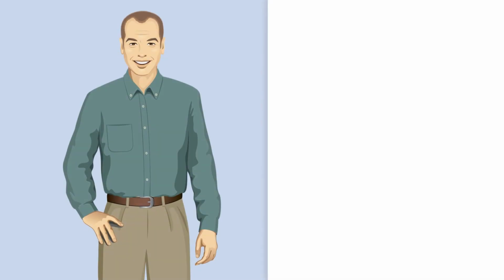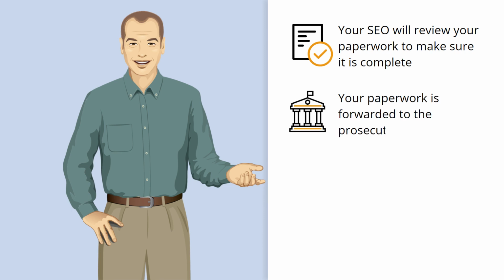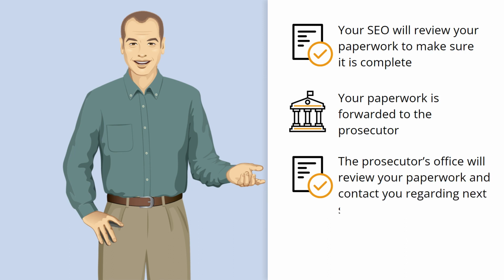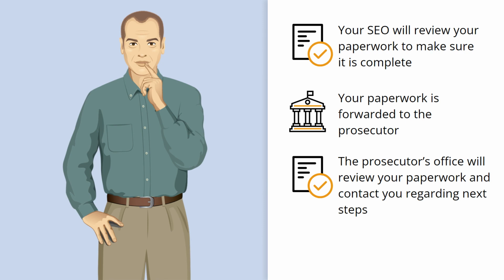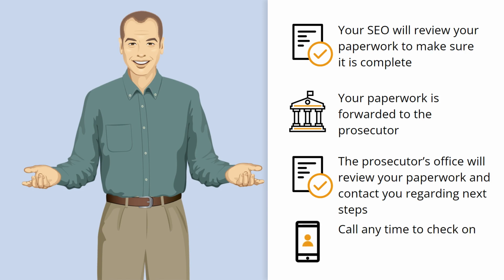Next steps. After your paperwork is received by DCS, your SEO will review it to make sure it is complete. If there is anything missing or incomplete, your SEO will contact you. If it looks good, then your paperwork will be forwarded to the prosecutor. The prosecutor's office will review the paperwork and contact you with next steps. Note, different counties have different requirements and rules, so don't be surprised if more information is requested. Keep an eye on your mail, email, and phone for messages. And remember, you are always welcome to call at any point to check on the progress.